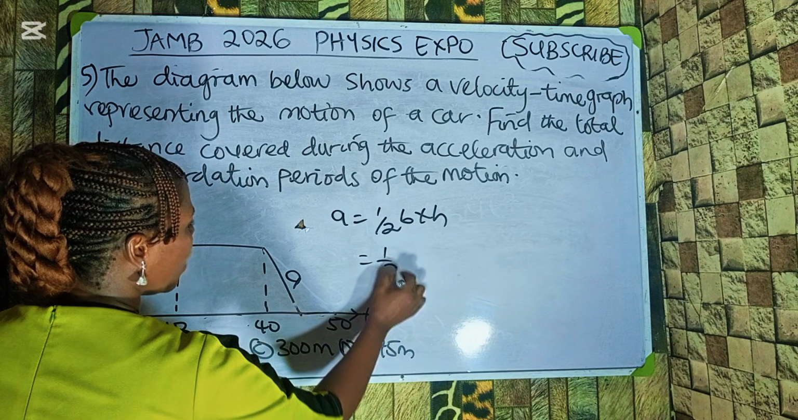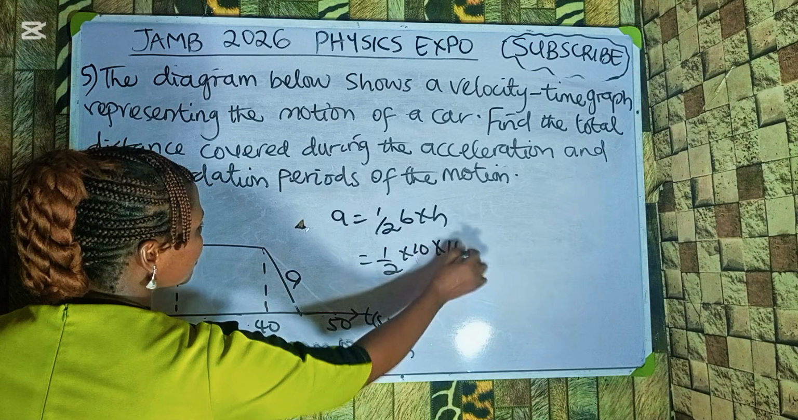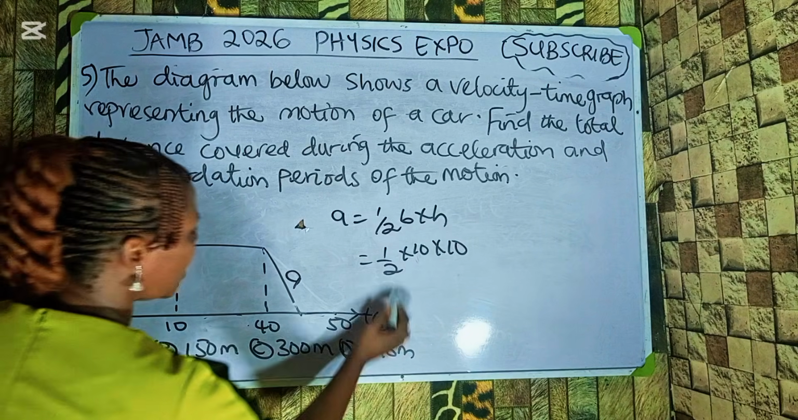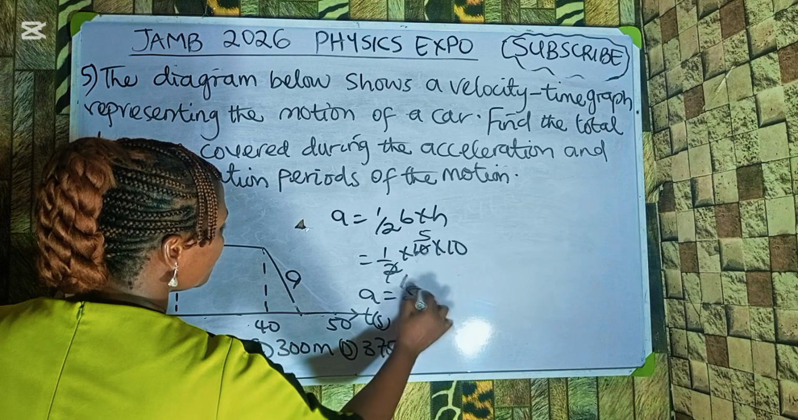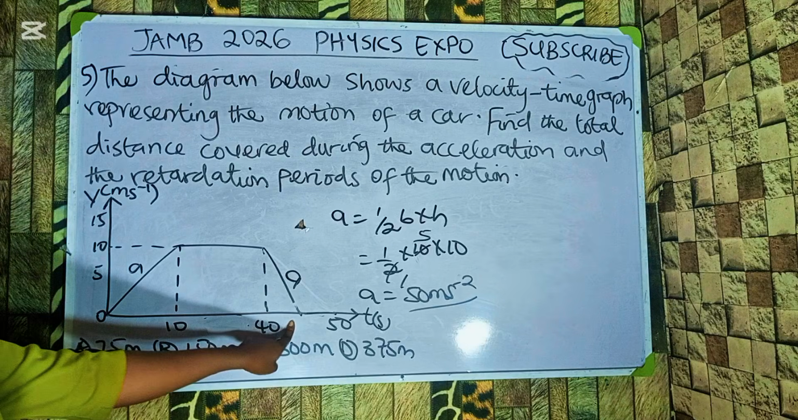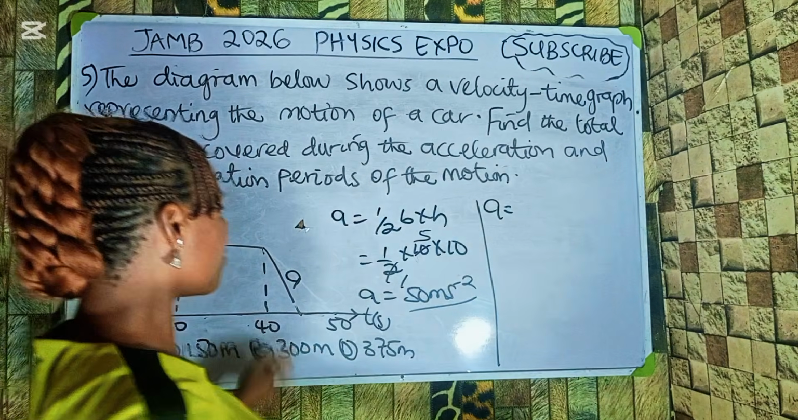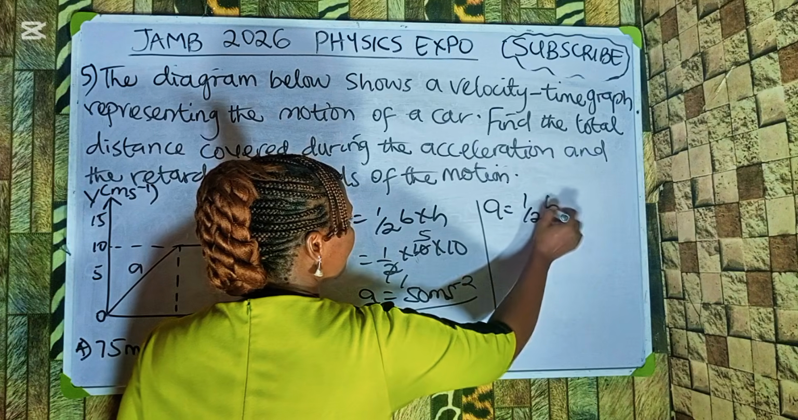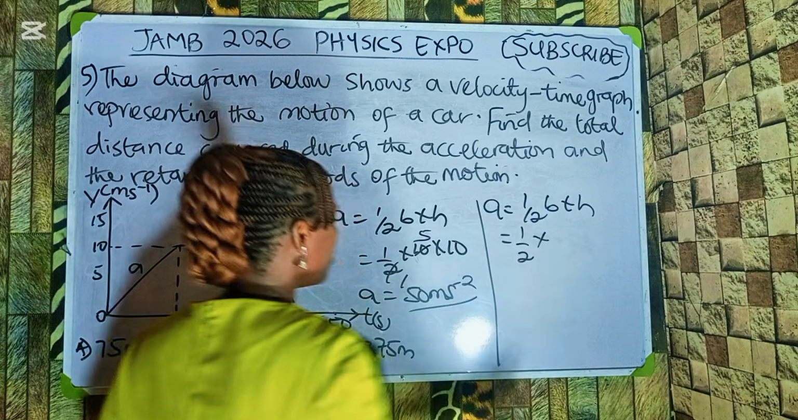So this is 1 over 2 times the base, which is 10, then times what? Height, which is also 10, right? By the time you cancel, you're going to have what? 5. The acceleration is equals to 50 meters per second square, right? Now let us also find the deceleration. In deceleration, we also say that A is equals to half base times what? Height, right? Now this is 1 over 2 times, what is my base?